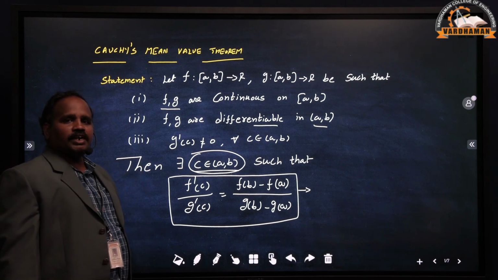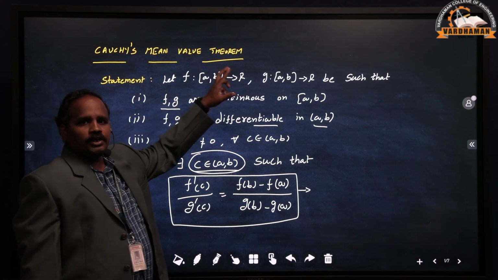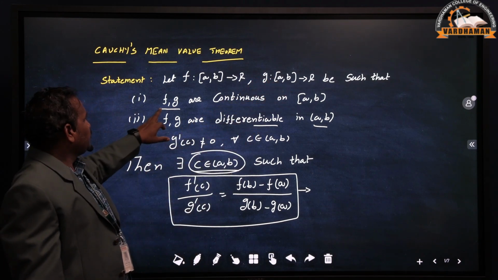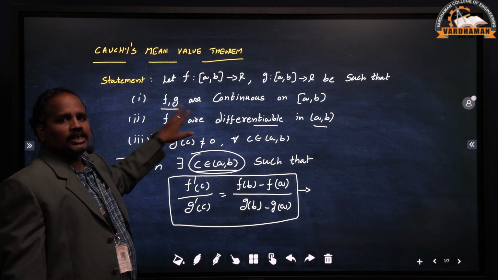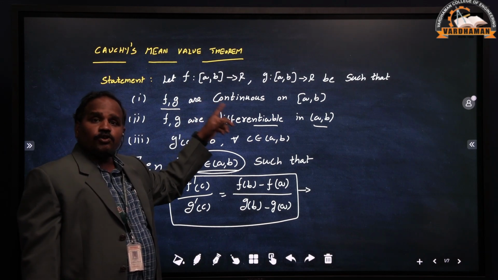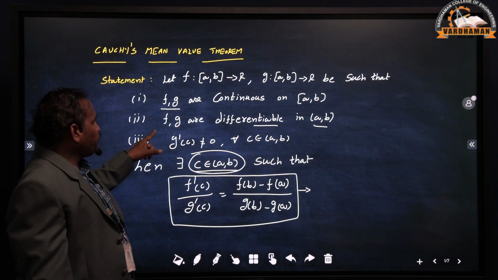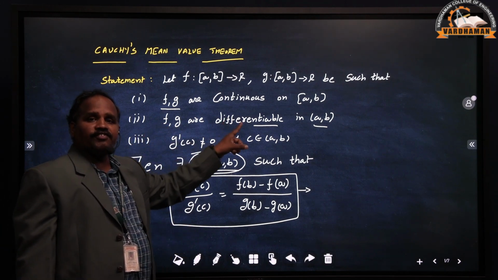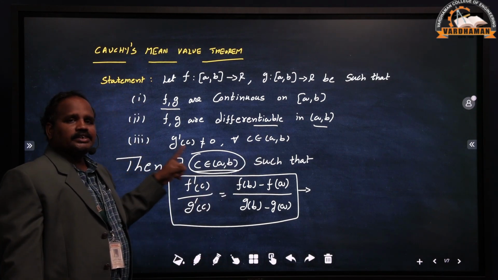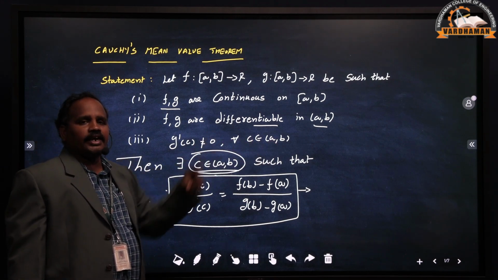Statement of the Cauchy's mean value theorem: f is a function from closed interval [a, b] to R, g is a function from closed interval [a, b] to R, such that these two functions f, g are continuous. Continuous meaning the value of the function always exists in the interval [a, b]. Second point, those two functions are differentiable in the open interval (a, b). Third condition, g'(c) is not equal to 0 for every element in the interval (a, b).